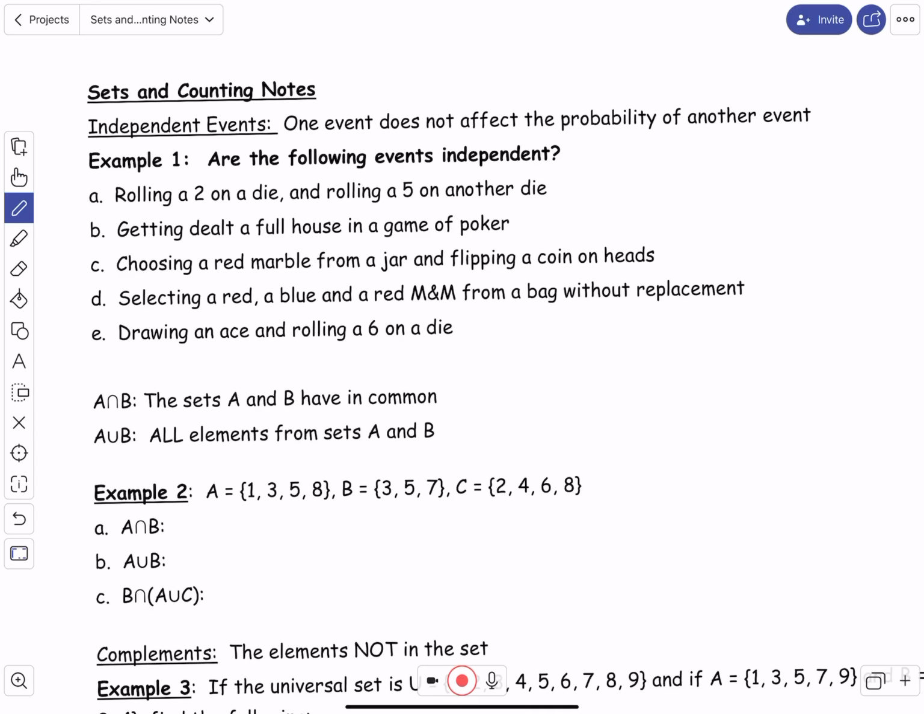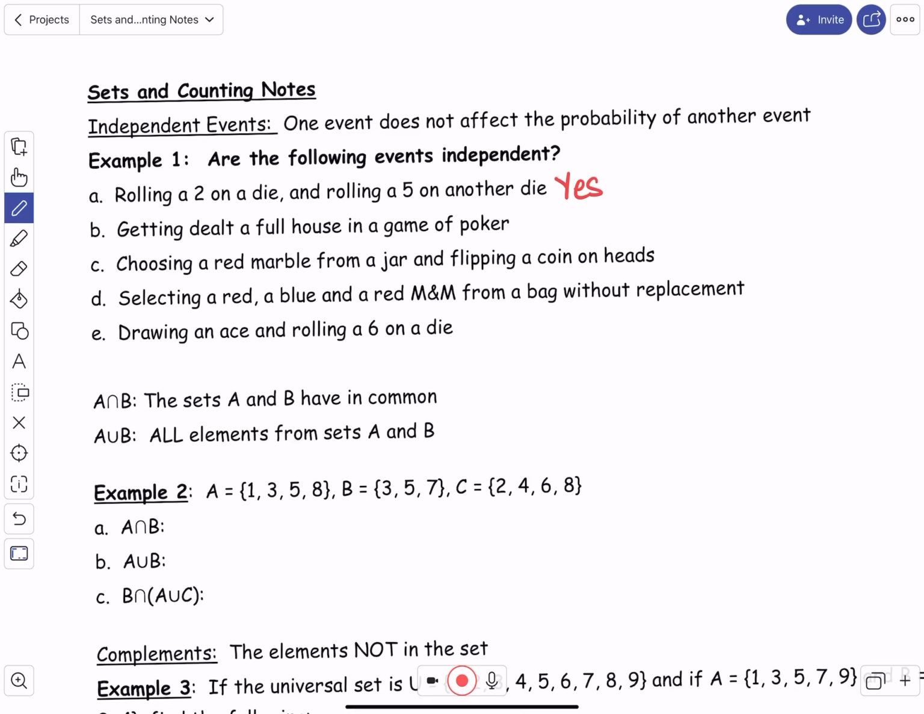So our first one here in example 1 would be rolling a 2 on a die and rolling a 5 on another die. So what you would just ask yourself is, if you roll one die, is it going to affect another die? You're not going to get too complicated here and say, well, if they touch each other, if they roll into each other, you're not going to worry about that. If you're just rolling two completely separate dice here, these would be independent events. So are the events independent? The first one would be yes, these are independent events because rolling a 2 on a die and rolling a 5 on another die, they do not affect each other.